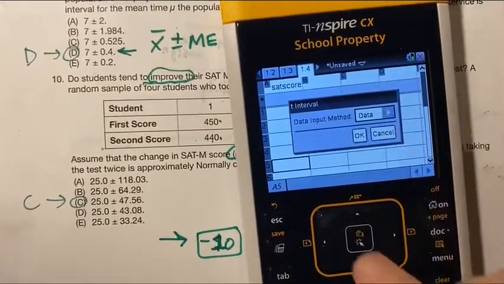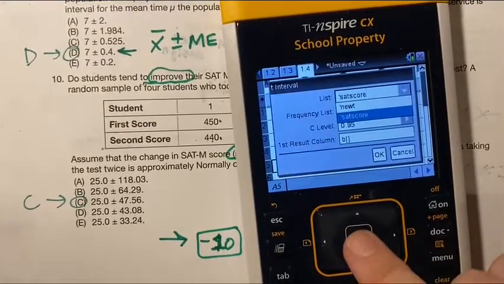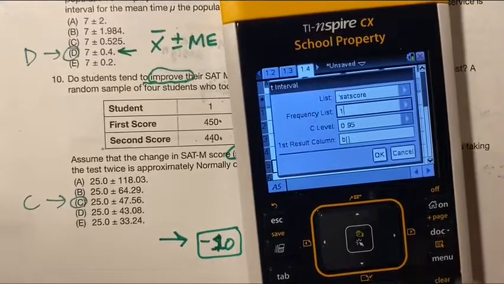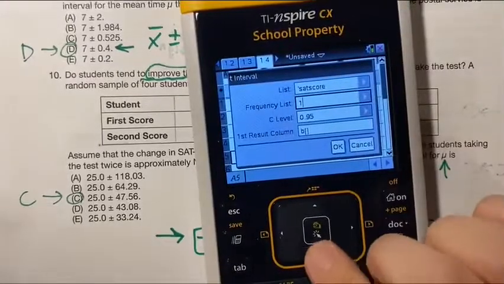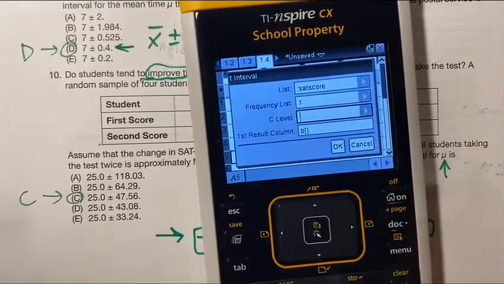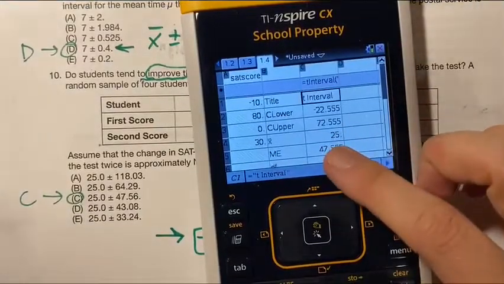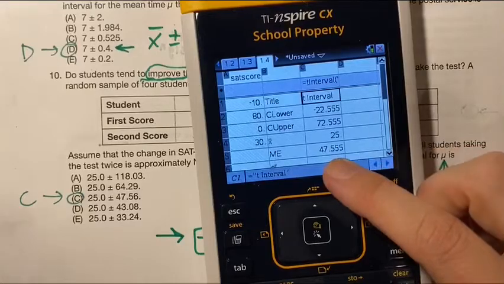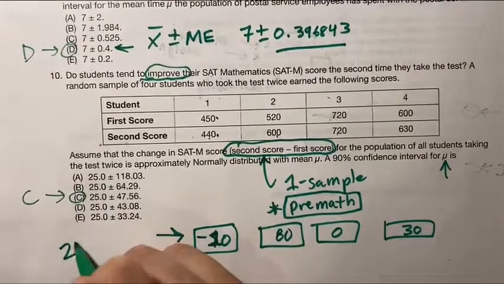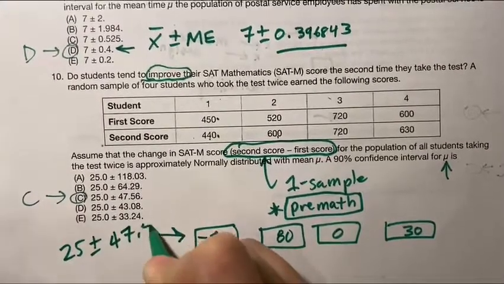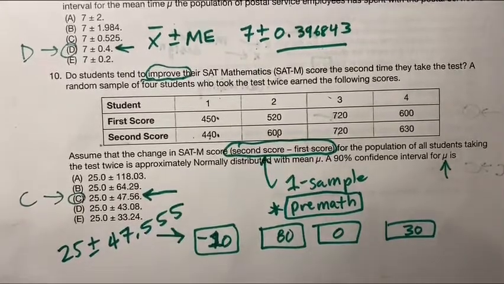So we have data. What am I going to call this? Stat score. And I just have to make sure, am I supposed to do a 95? No, I'm supposed to do a 90. So 0.90. All right, hit enter. Going to force it to do my dirty work. X bar and margin of error, 25 and 47.555. So I get 25 plus or minus 47.555. Look at that, the calculator did everything.